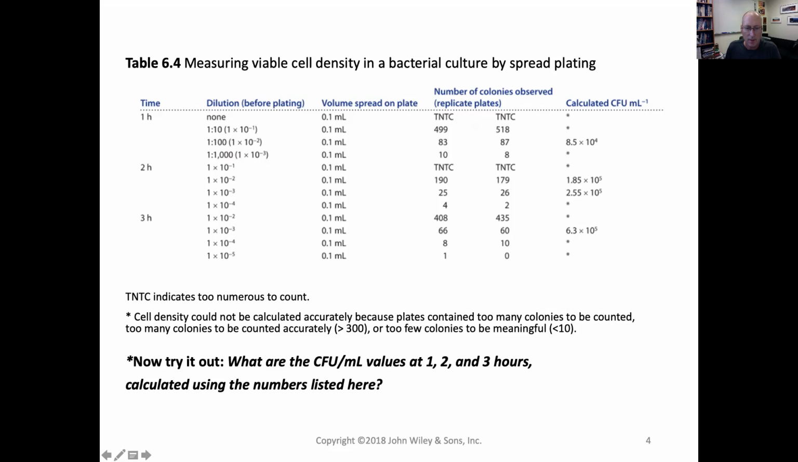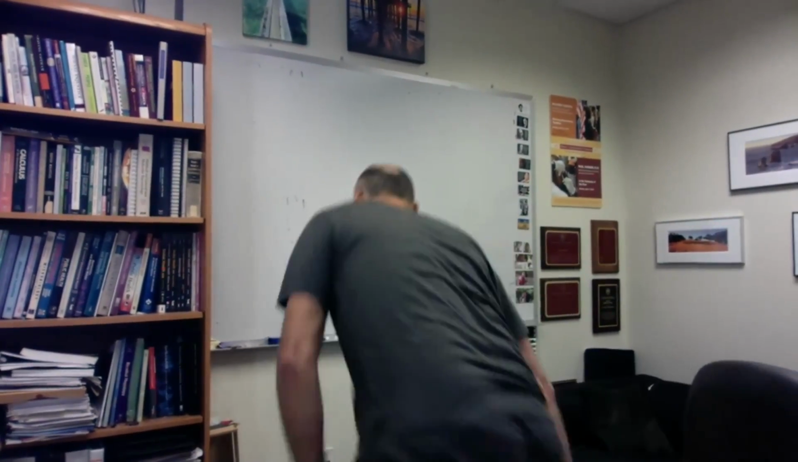Now I realize that we haven't talked about how to calculate CFU per mil from this kind of data, so I'm going to stop this for just a second and show you on the board how that would work.